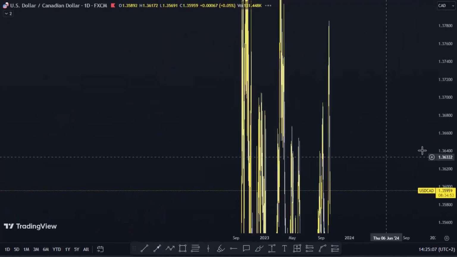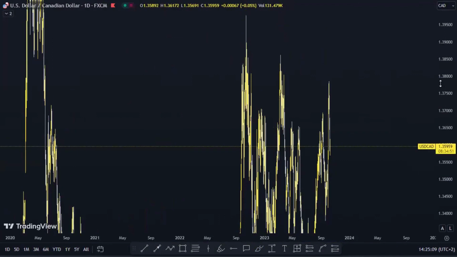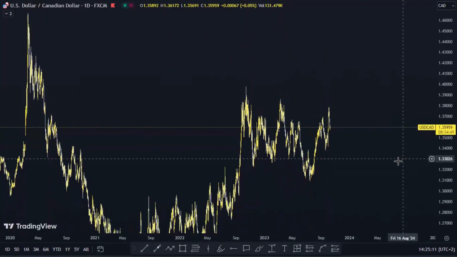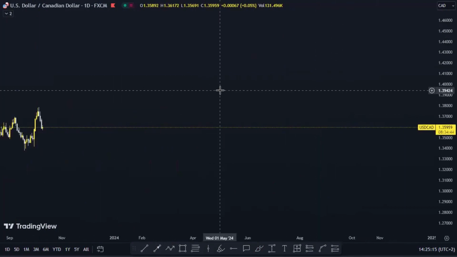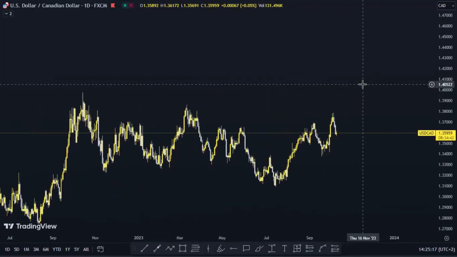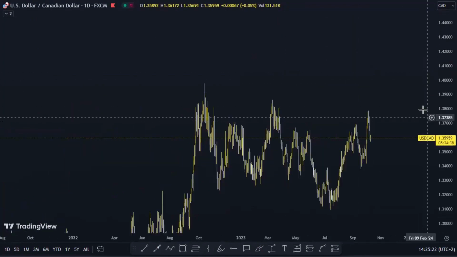Today I'm not looking at the time because sometimes we miss things by trying to focus too much on the time that's left for us. All right, we have the US dollar versus the Canadian dollar on a daily time frame.